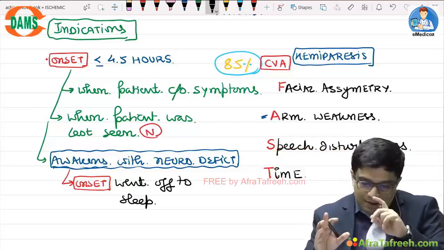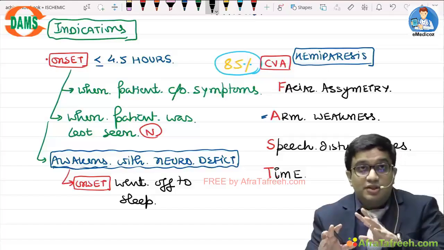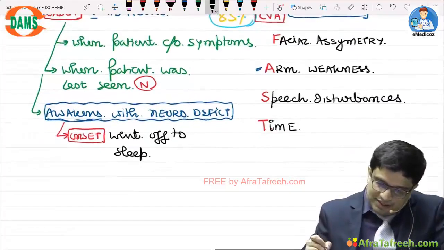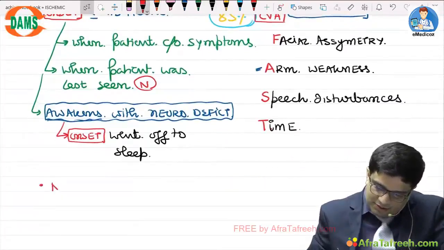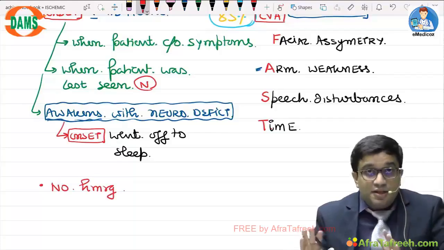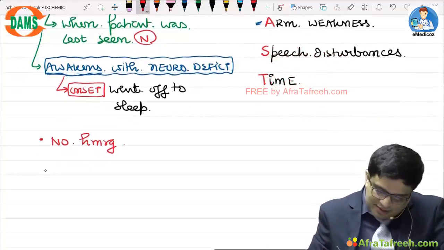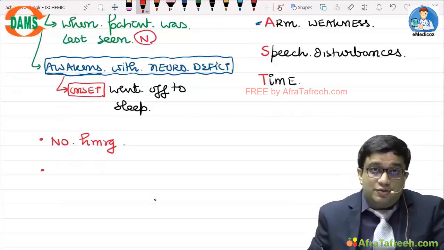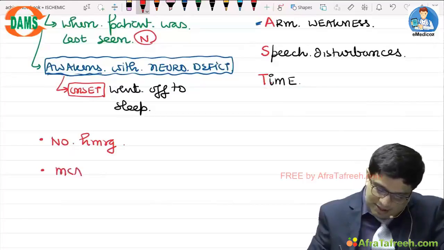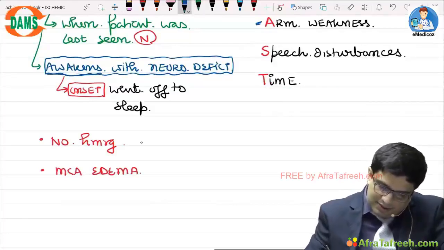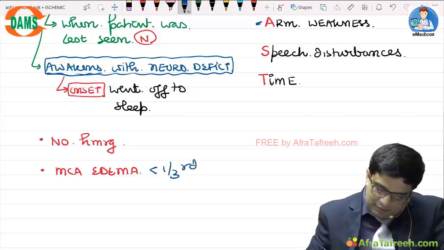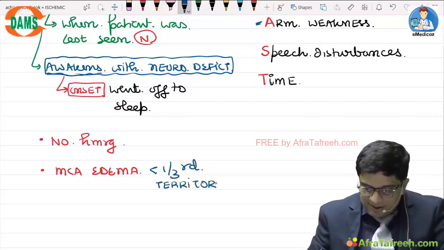Okay. Now apart from this, of course, one indication that I consider for thrombolysis is that there should not be any hemorrhage. It should not be a hemorrhagic stroke, otherwise it's going to be a disaster. And one thing which Harrison has given, and we need to understand that also, is that the MCA edema should be less than 1/3 of the territory of the MCA supplying the brain.